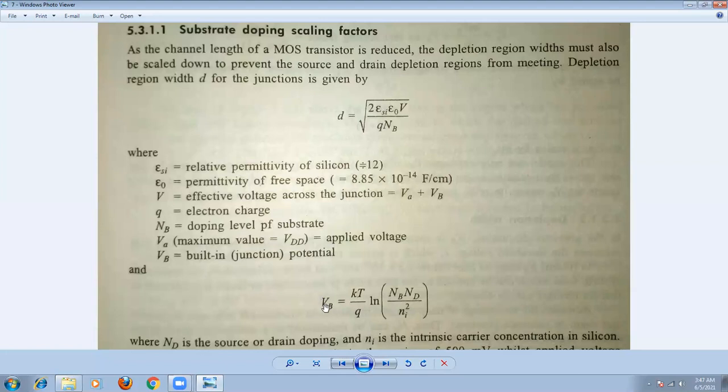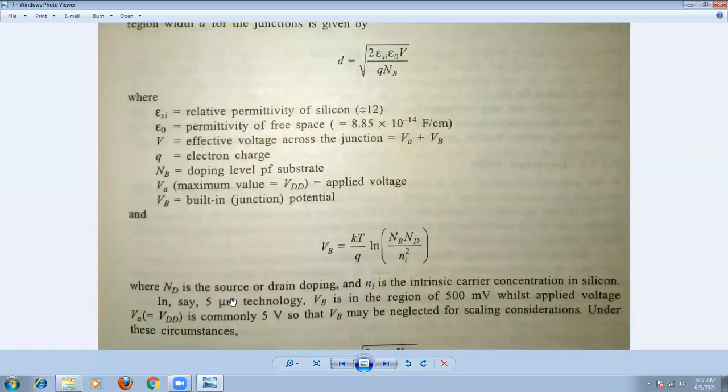Vb, the built-in potential, is equal to KT by Q natural logarithm of Nb Nd by Ni squared, where K is the Boltzmann constant, T is the temperature, Q is the charge of the electron, and Nb is the doping concentration of the bulk material, that is the substrate material. Nd is the donor concentration of the N-type material, meaning the source and drain doping, and Ni is the intrinsic concentration of the silicon.